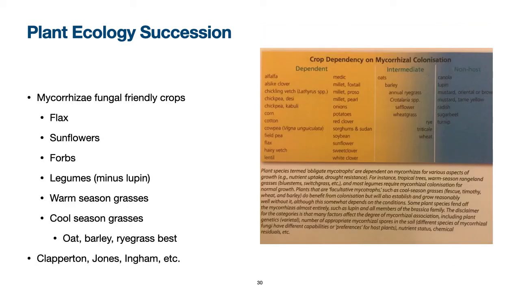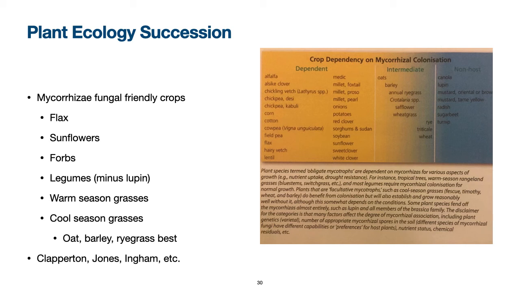So, our mycorrhizal fungal friendly crops. As we start looking at which ones are friendly and which ones aren't, the quick rundown is your flax, sunflowers, forbs, legumes, minus the lupin, your warm season grasses, and your cool season grasses, in particular your oats, barley, and ryegrasses. Those are the ones that are going to rely heavily on your mycorrhizal fungi. When we deal with rye, the brassicas, beets, things like that, they're less reliant and maybe zero reliant on mycorrhizal fungi.